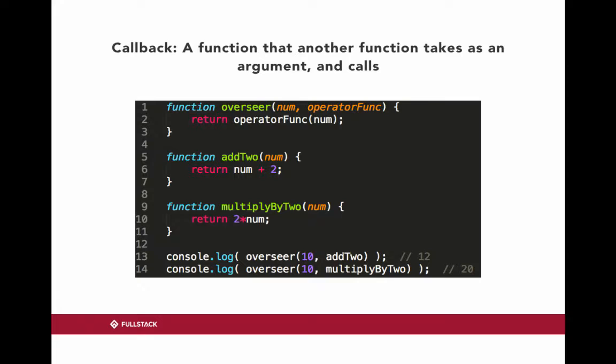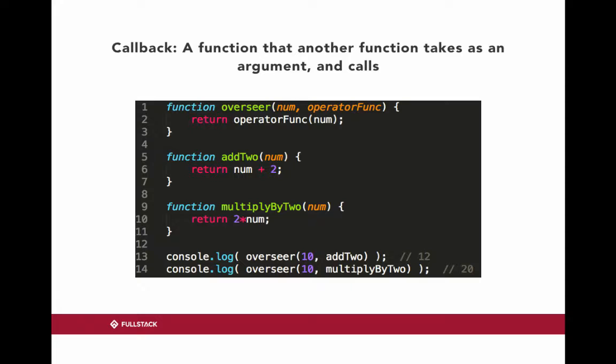That seems like a lot of weird stuff at first, without actually being able to really see what's going on. But let's see what gets logged. What gets logged is 12. So let's sort of reverse engineer that. You can see that we passed in 10 and add2 to overseer. And then overseer returns operator func, which is add2, so it just returns whatever operator func being called on 10 is. And here, add2 just returns num plus 2. We fed it in 10 because it gets called on the first parameter of overseer, which was 10.